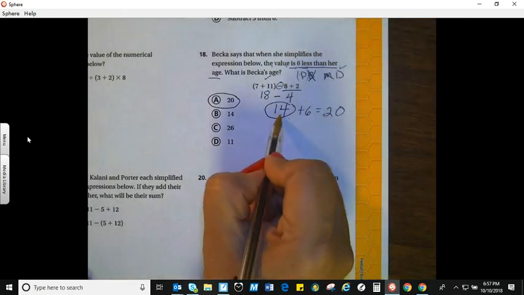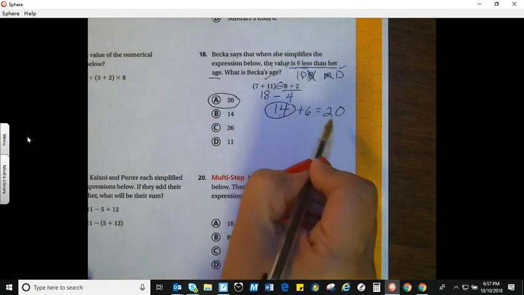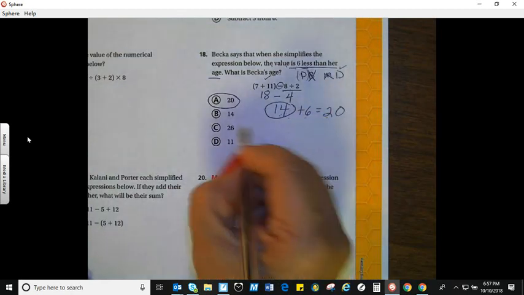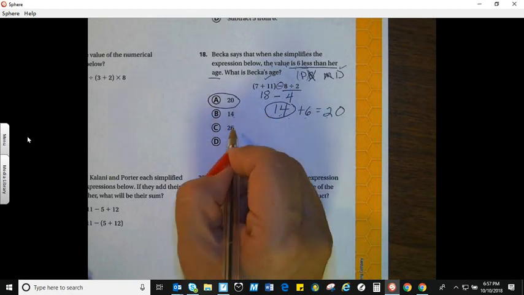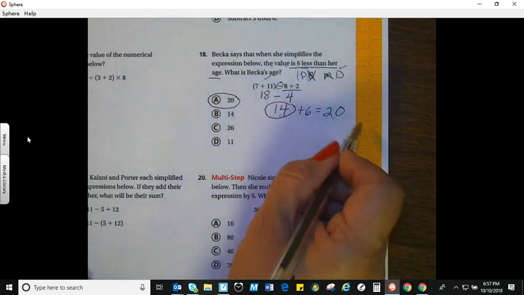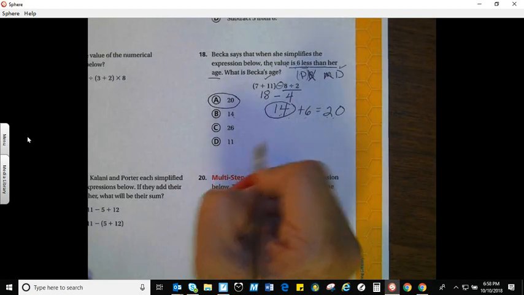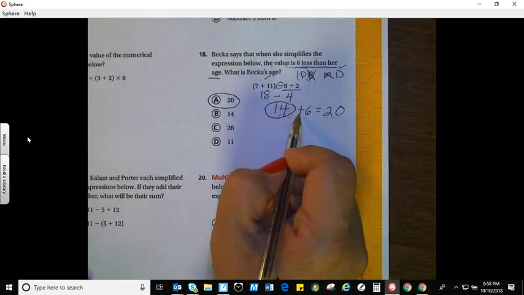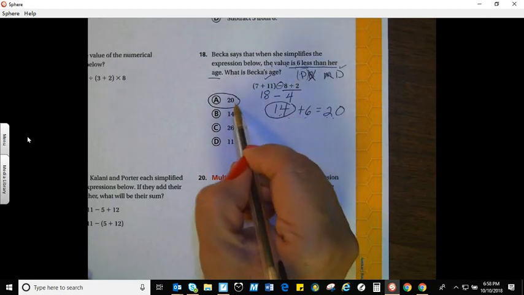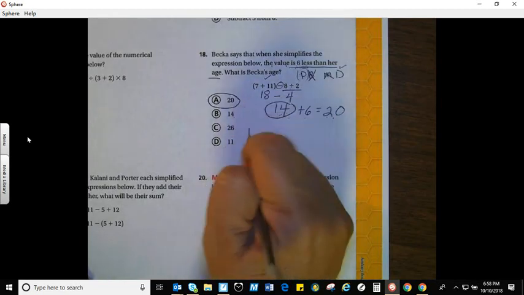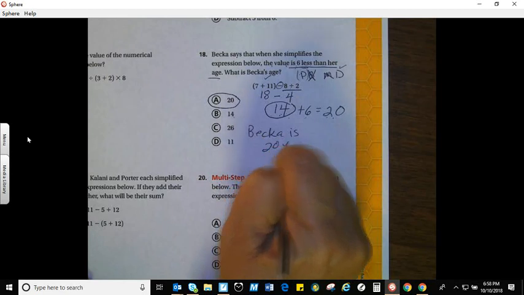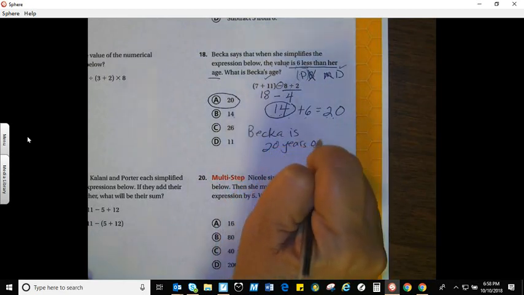This value is 6 less than 20. Not 14, because that's the exact answer. We didn't take the 20 and add 6 to it. And we didn't use the 11. Okay, so the answer is, she is 20 years old. Becca is 20 years old. All right, let's move on to the next one.